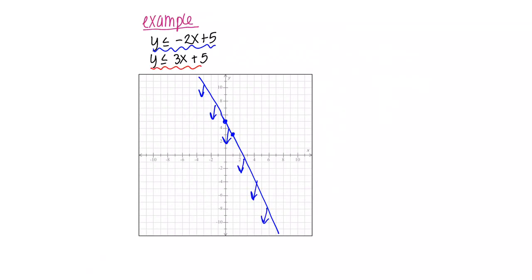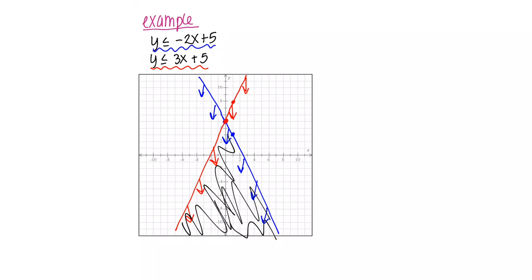For the second inequality, the y-intercept is also 5. The slope is 3, so that's up 3, right 1. Underline means draw a solid line. And it's less than, which means we're shading below it. The region that has arrows on both sides is going to be this guy here. So we'll shade in this guy. Just do your best to shade it.